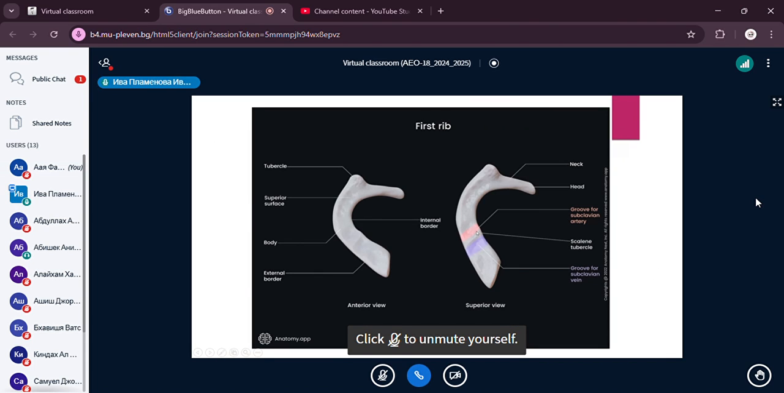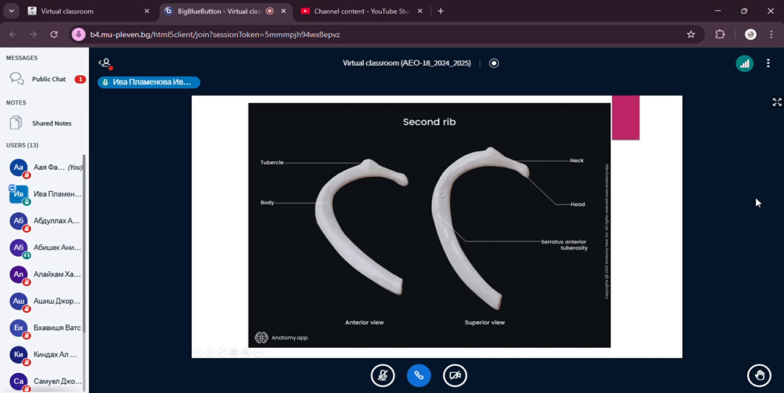You can see them. Scalene tubercle, groove for the subclavian artery, groove for the subclavian vein. Head, neck, rib tubercle. That's it. Without angle, only body with upper and lower surface.